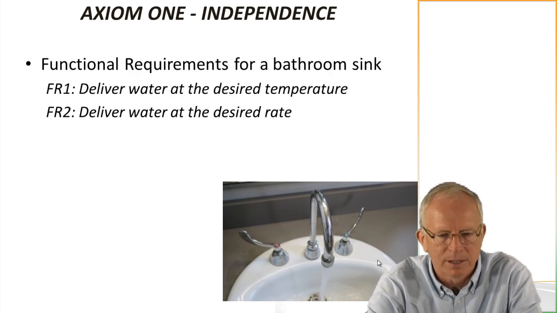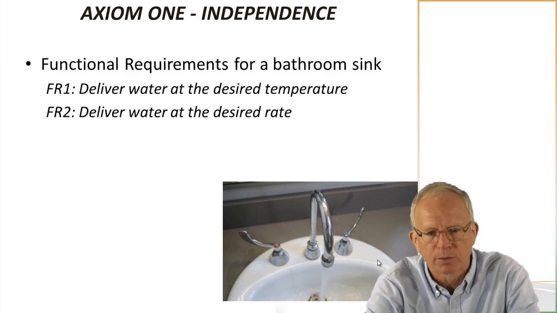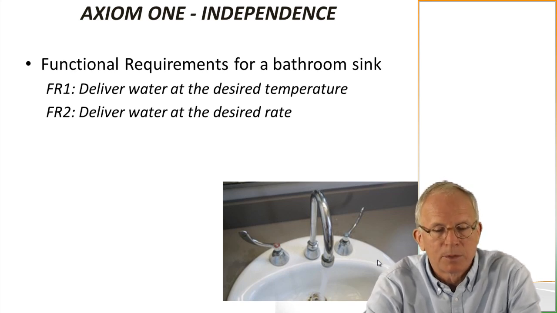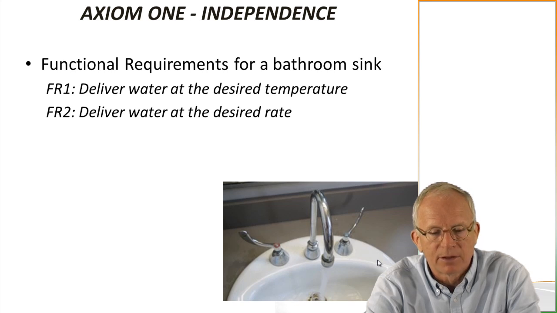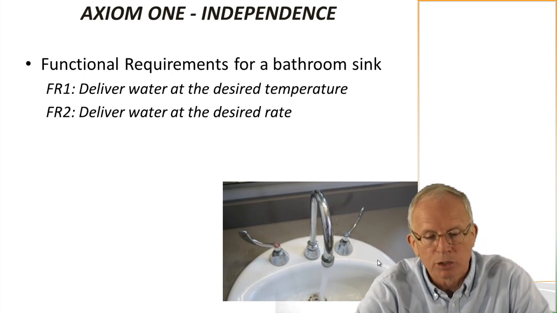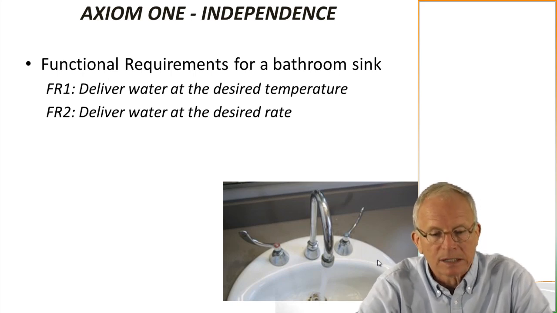So Axiom 1, independence. What are the functional requirements? If we go to wash our hands, the customer need would be to have enough water at the right temperature to get your hands clean. So what would be the functional requirements attached to this? FR1, let's suppose, is deliver water at the desired temperature, and FR2 is deliver water at the desired rate. In other words, we get the right temperature and the right flow rate, so we're happy washing our hands.